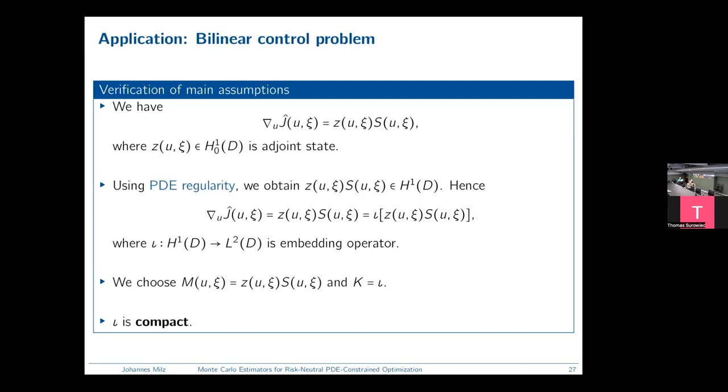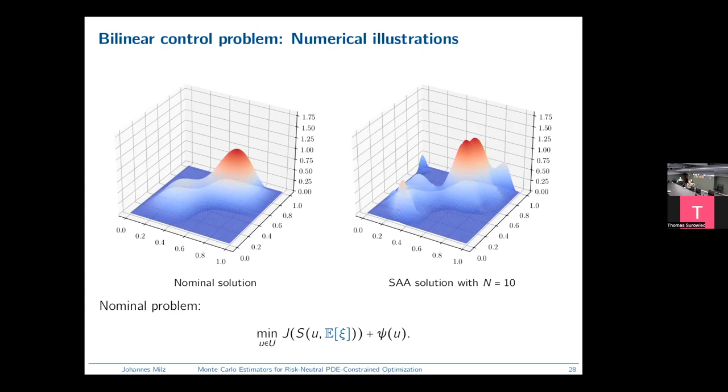And here are some numerical illustrations for the bilinear problem. On the left, we can see the solution to the nominal problem. And by nominal, I mean if you consider the optimization problem where we replace psi by its expected value. And on the right, an SAA problem with sample size n equal to 10. And they look a little bit different, in particular towards the boundary. And as we increase the sample size, we can see that there's a difference, in particular on the boundary of the domain.